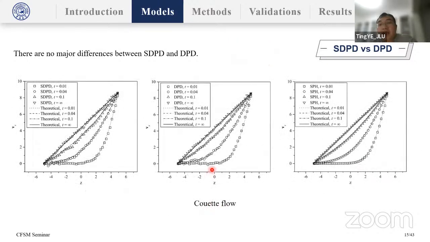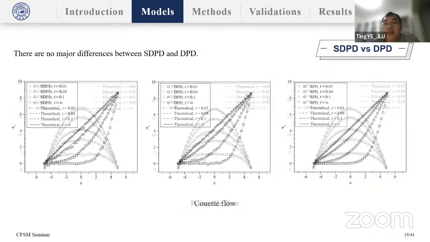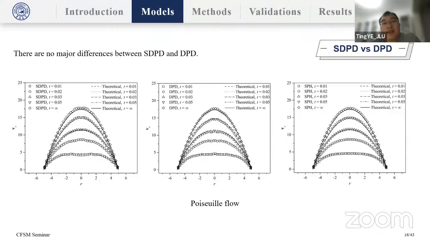Okay, the second test is Couette flow. The SDPD, DPD, and SPH show similar results. And the SPH curves are smooth because there is no random force. The third test is Poiseuille flow. The same results are observed. This is the SPH result, and here we can find the DPD and SDPD results.